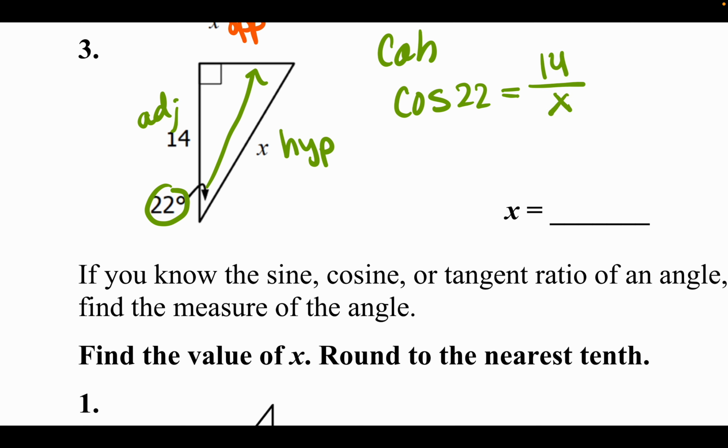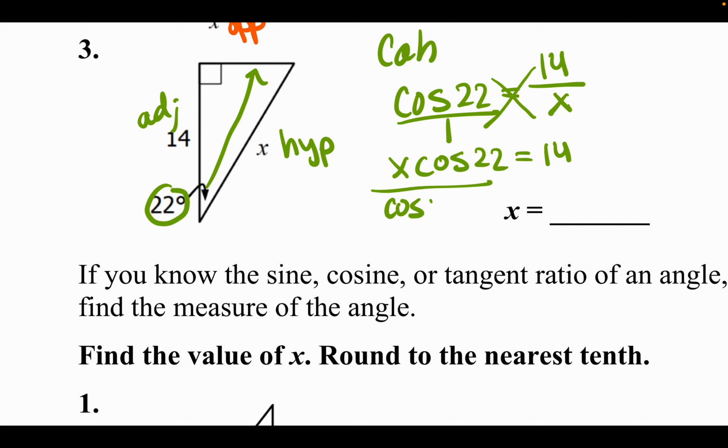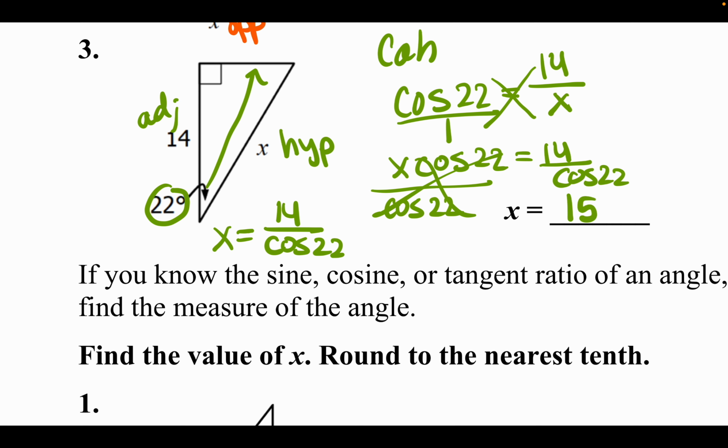Now, remember what I said? You can put this over 1 and cross multiply. So we get x cosine 22 is equal to 14. Divide by cosine 22. Those cosines cancel, so we now have x is equal to 14 divided by cosine 22. Type that in your calculator. I get 15.09, so 15.1.